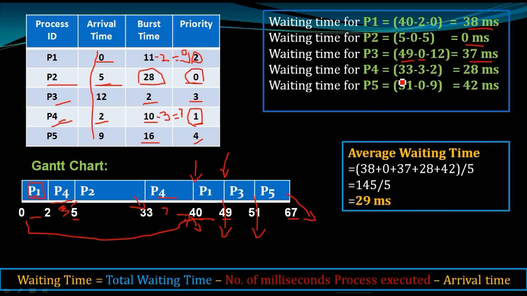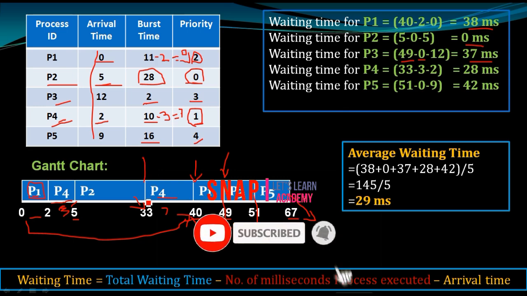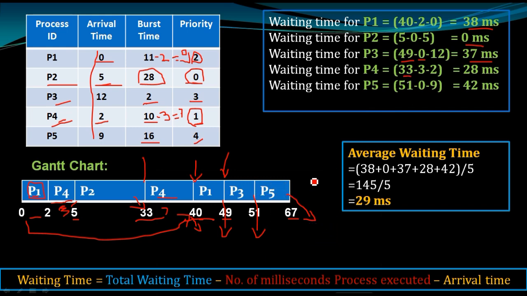Similarly, P4. So where is P4? Yes, here, right? So it is entering at 33 milliseconds. So 33 is the total waiting time. What is 3? 3 is the number of milliseconds the process executed. So it has executed here for 3 milliseconds. I have already mentioned 3 milliseconds, 2 to 5. Okay. So 33 minus 3, and 2 is the arrival time. Here in the table we have mentioned. Okay. So 33 minus 3 is 30. 30 minus 2 is 28. 28 milliseconds is the waiting time for P4.